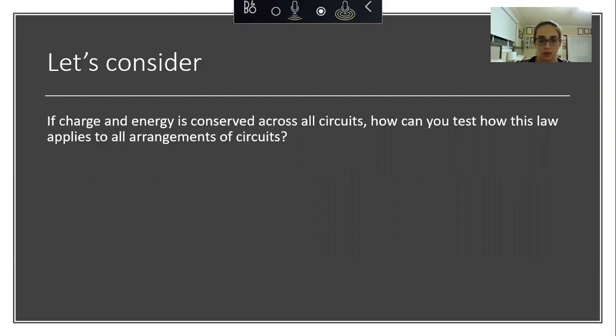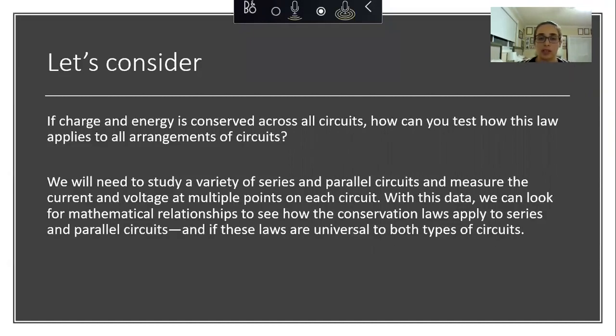We are going to need to study a variety of series and parallel circuits and measure the voltage and current at multiple points within each circuit. With this data, we can look for mathematical relationships to see how the conservation laws apply to the series and parallel circuits, and to see if these laws are universal with both types of circuits. Okay?